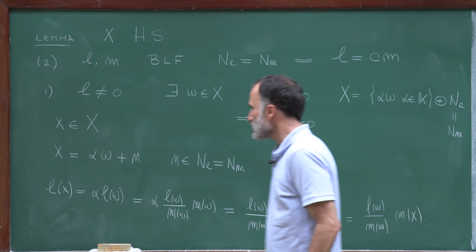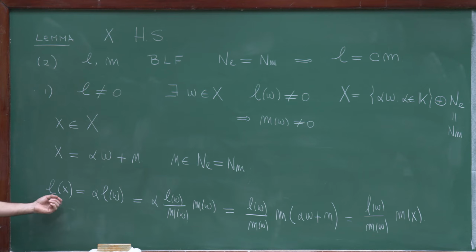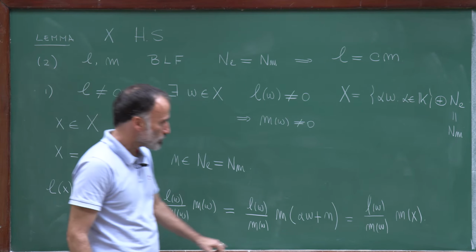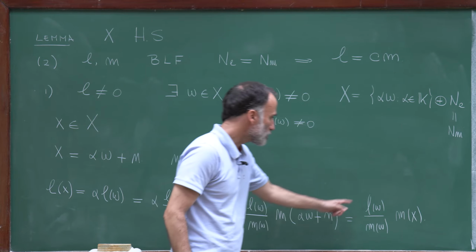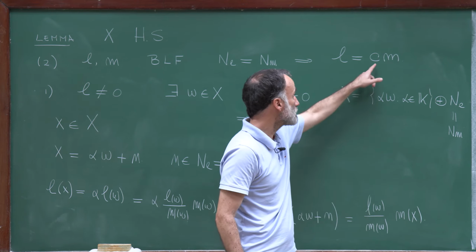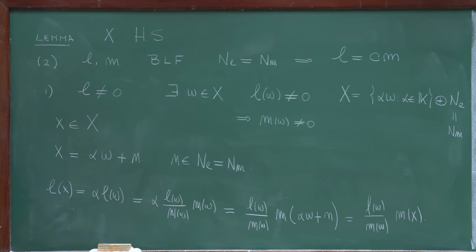And since X is a general element of X, we just proved that L of X is equal to this quantity multiplying M of X. So here is our scalar C, which appears in the assertion of this lemma.